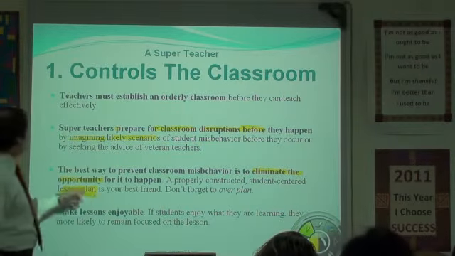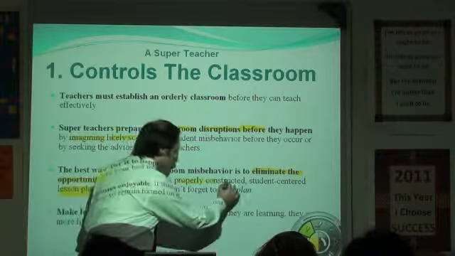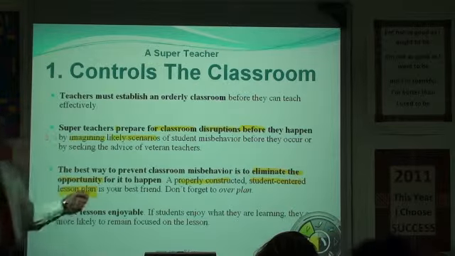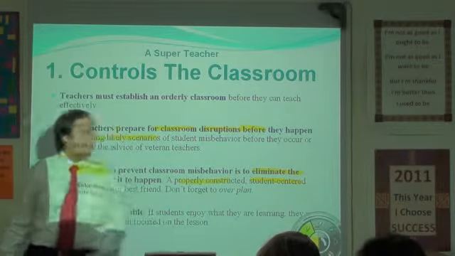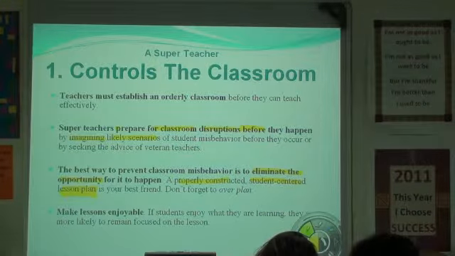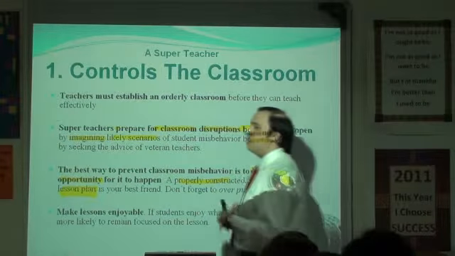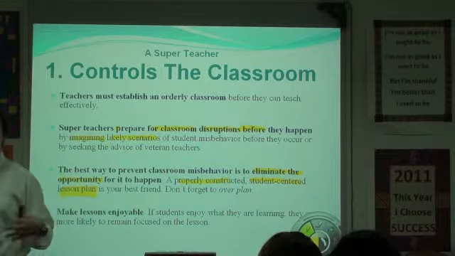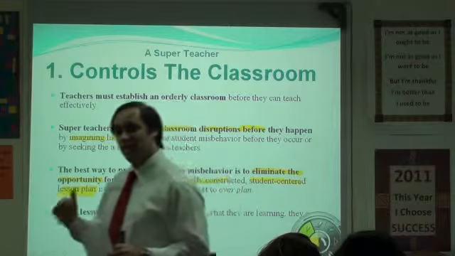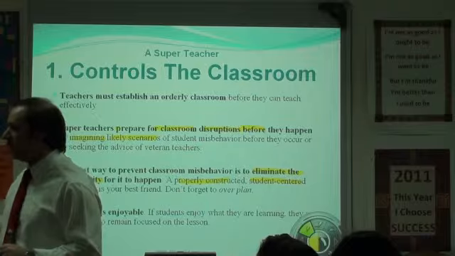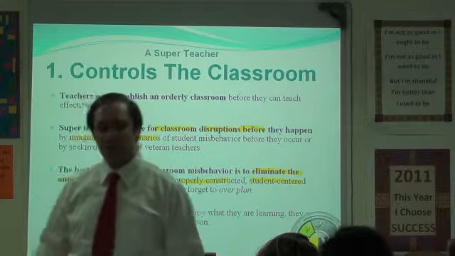So the best way to prevent classroom misbehavior is to eliminate the opportunity for it to happen. A properly constructed, student-centered lesson plan is your best friend. And here we have two keywords, which are properly constructed. Properly constructed basically means that you have divided your lesson plan into the three main parts of a lesson: beginning, middle, and end. And this is something, again, that we will discuss in a lot more details when we have our next session which is called Pedagogy and Instructional Design, which is basically how to plan a lesson.